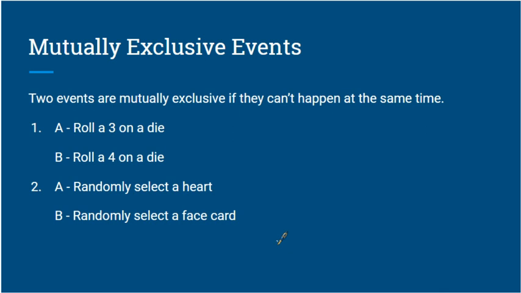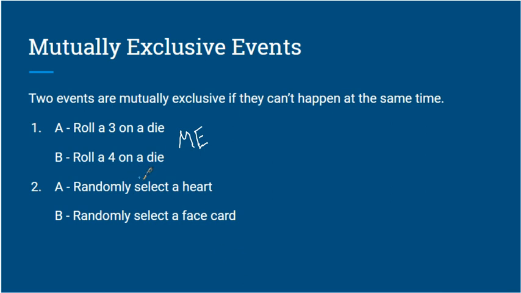Okay, the second thing that we're going to look at is whether or not events are mutually exclusive. And so mutually exclusive means that they cannot happen at the same time. So if I have one die, can I roll a 3 and a 4 on the same roll? No, that is not possible. So these two events are mutually exclusive. It could be a 3 or it could be a 4, but it can't be both at the same time.